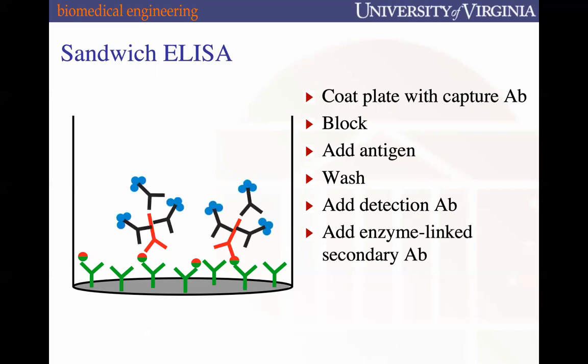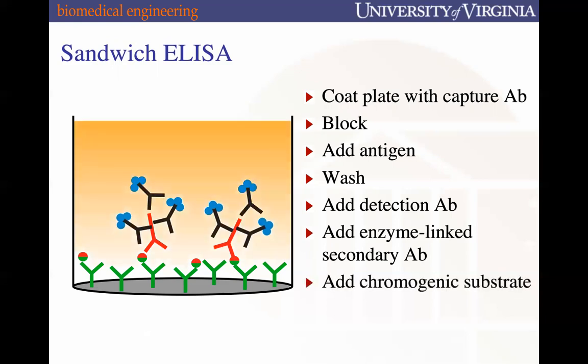And so here we'll have an enzyme-linked secondary antibody. We'll add our liquid chromogenic substrate, and we'll get color change, and we'll use a plate reader to measure absorbance. Are there any questions there? Yes.